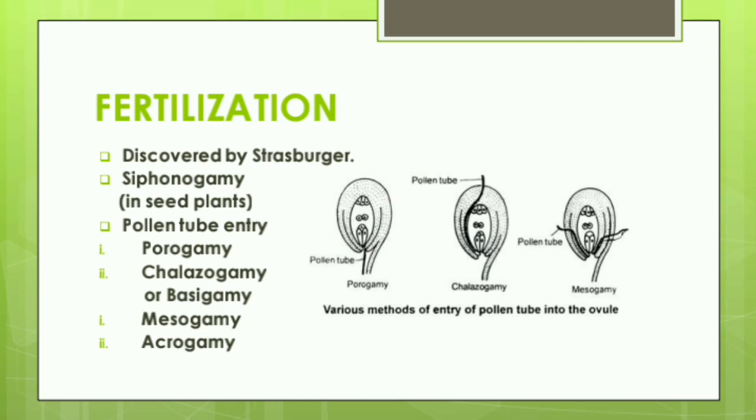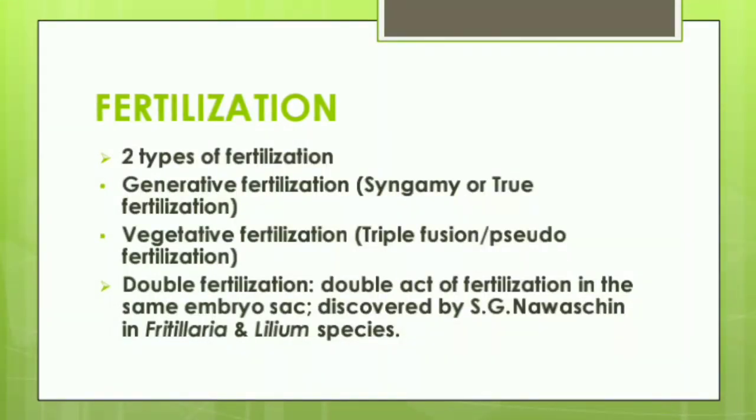You can see in the diagram, everything is mentioned in the diagram itself. Mesogamy is found in Cucurbita, Populus, etc. And the last one is acrogamy. Here the embryo sac comes out of the micropyle to receive the pollen tube and it is found in Utricularia. Two types of fertilization occurs in the embryo sac.